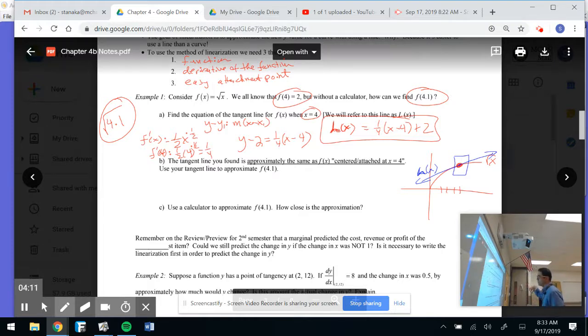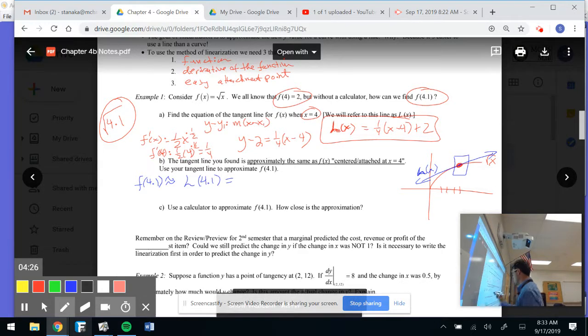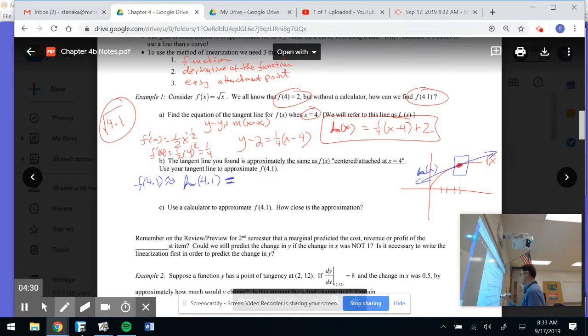as long as we're really super close to 4. Use your tangent line to approximate 4.1. So what they're asking us to do is find what L of 4.1 is, right? Because we're just going to find an approximation. So f of 4.1 is approximately equal to L of 4.1, which is equal to, why am I using that? And why am I using that? Hopefully you understand why. If not, ask me in class.